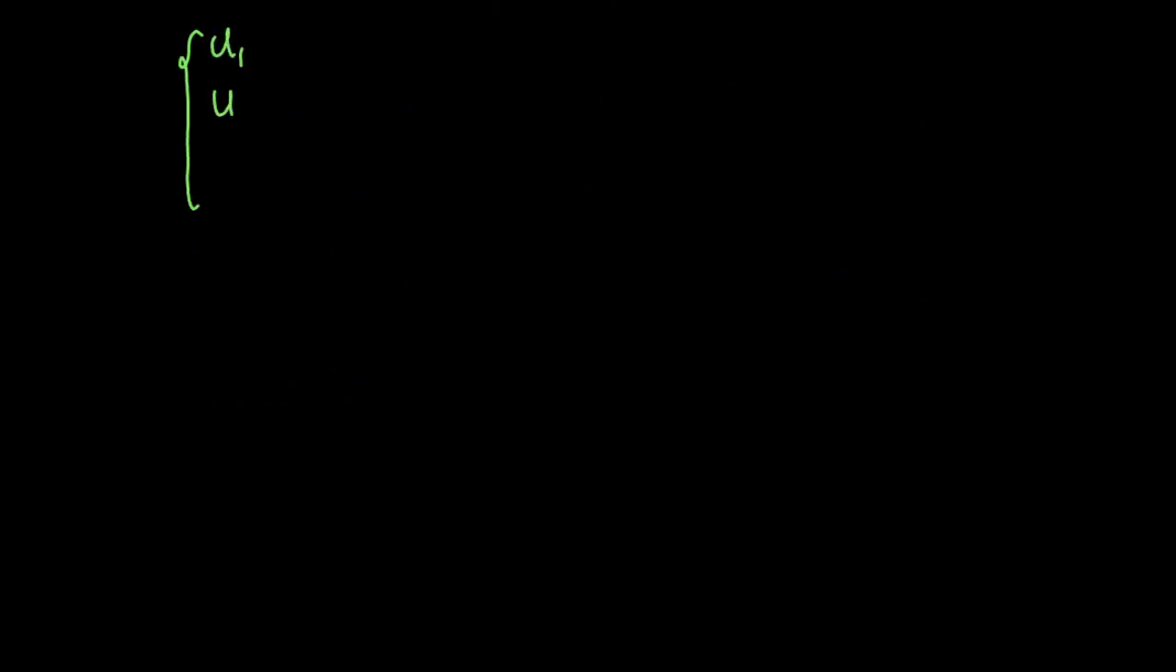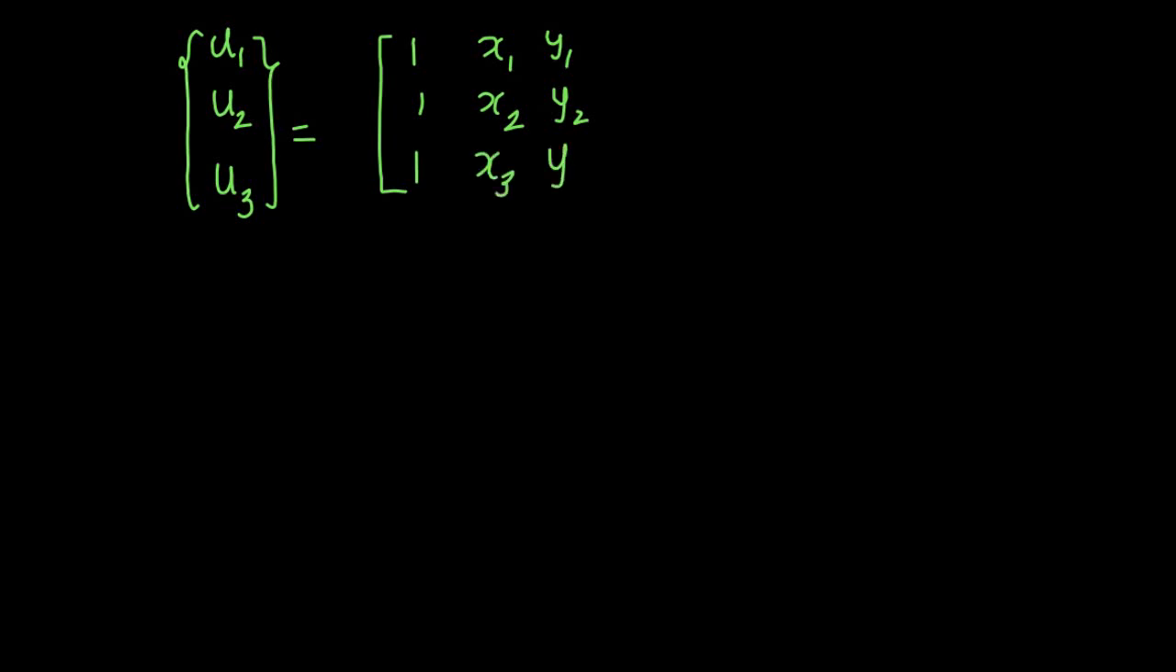[u1 u2 u3] is equal to the matrix with rows [1 x1 y1], [1 x2 y2], [1 x3 y3], times [a0 a1 a2]. I have written the 3 equations in matrix form. Now, everything is known in this equation, assuming that u1, u2, u3 are known. That is a grand assumption that you are making here. And assuming that you know the coordinate values x1, y1, x2, y2, x3, y3, the unknowns are a0, a1, a2.